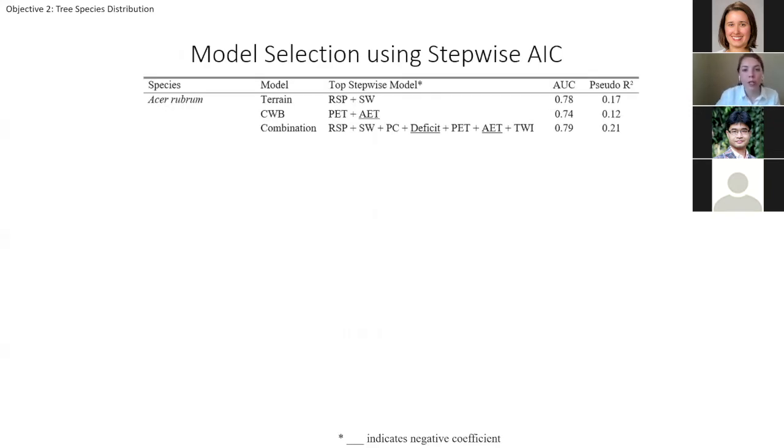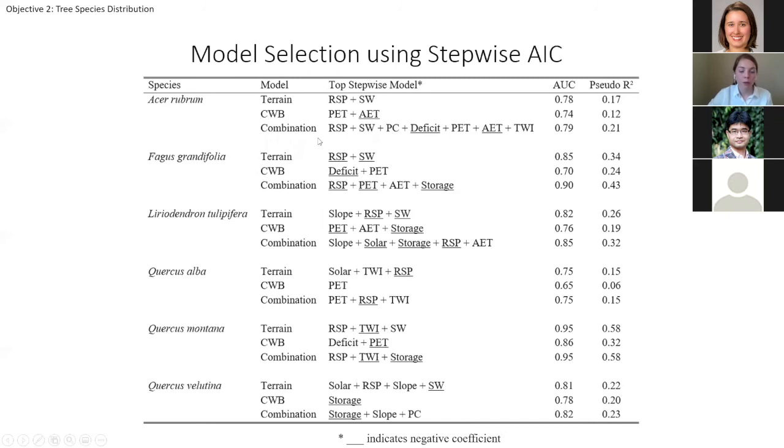So now I'll move on to the model selection part. So we once again have species on the left, the different models, and then the top model from that category. And so here are the rest of the species. From this table, I want to point out the AUC score, which is the area under the curve, and then the pseudo R-squared scores for each of those models.